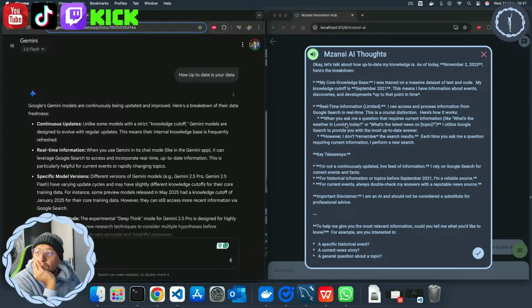Here's how it works. When you ask me a question that requires current information, like what's the weather in London today or what's the latest news on a topic, I utilize Google search to provide you with the most up-to-date answer. However, I don't remember the search results. Each time you ask me a question requiring current information, I perform a new search. Key takeaways. I'm not a continuously updated, live feed of information. I rely on Google search for current events and facts, for historical information or topics before September 2021. I'm a reliable source for historical facts. Always double check my answers with a reputable news source. Important disclaimer, I am an AI and should not be considered a substitute for professional advice. To help me give you the most relevant information, could you tell me what you'd like to know? For example, are you interested in a specific historical event, a current news story, a general question about a topic?